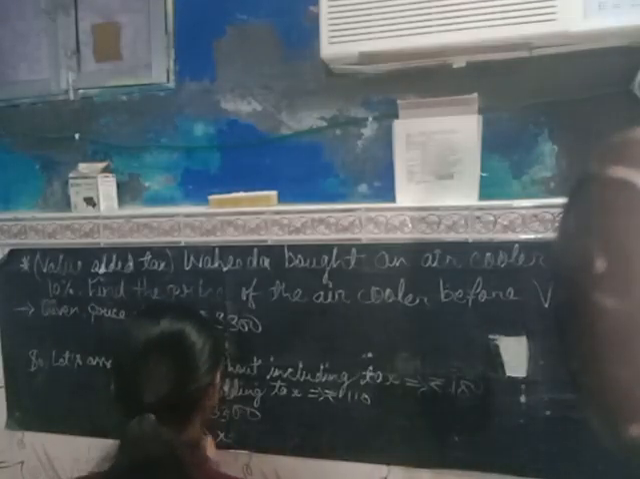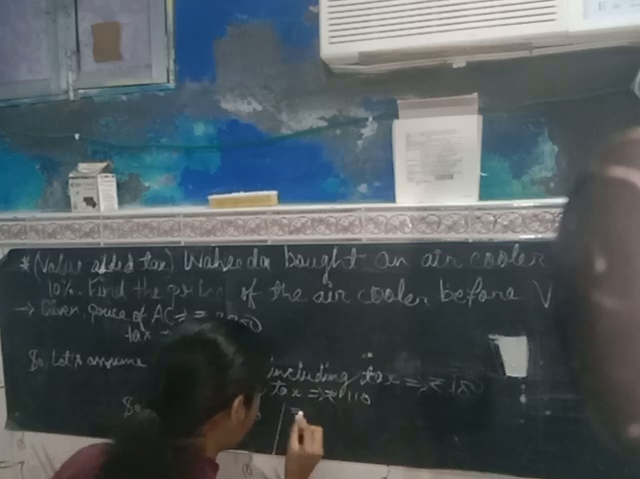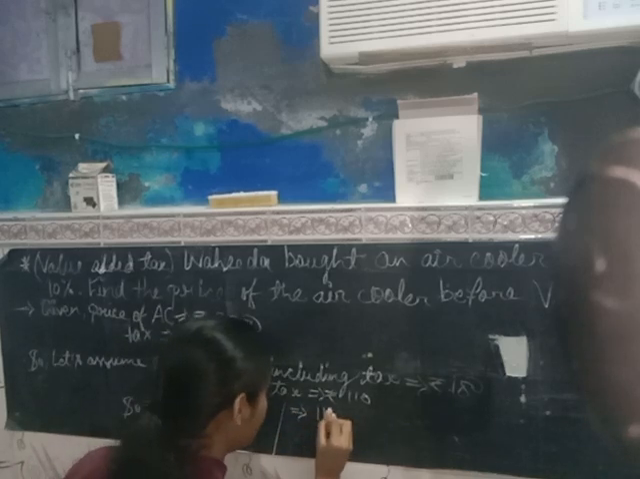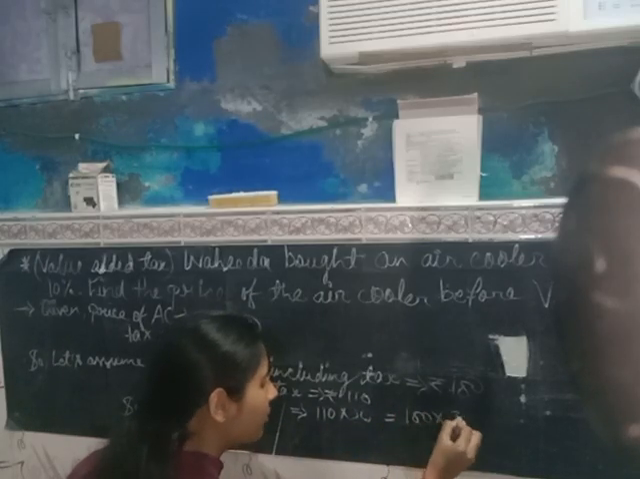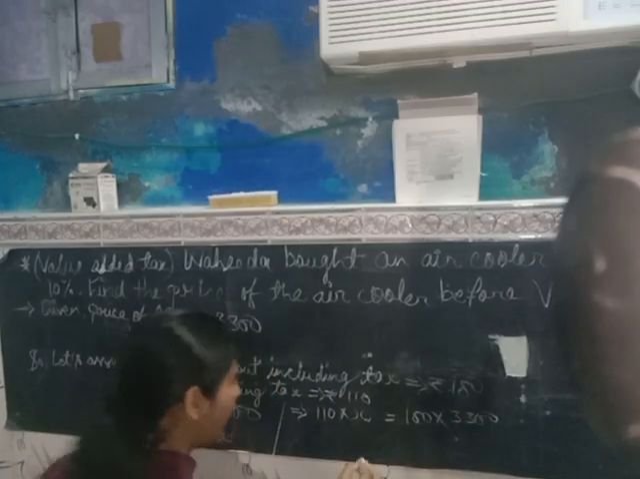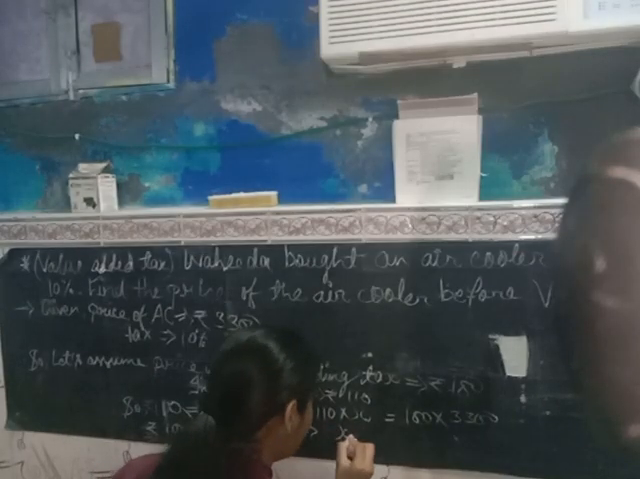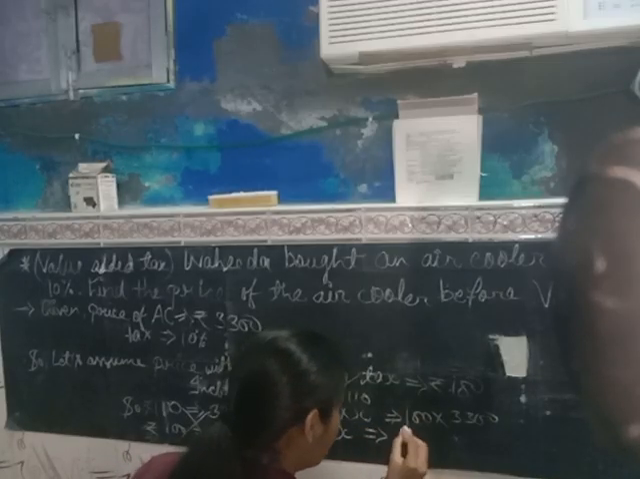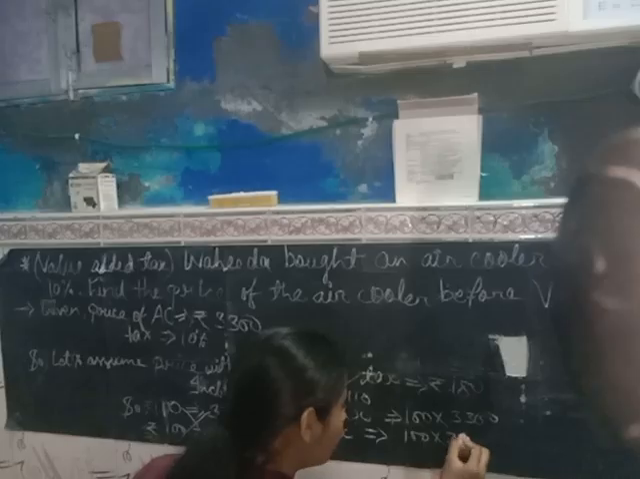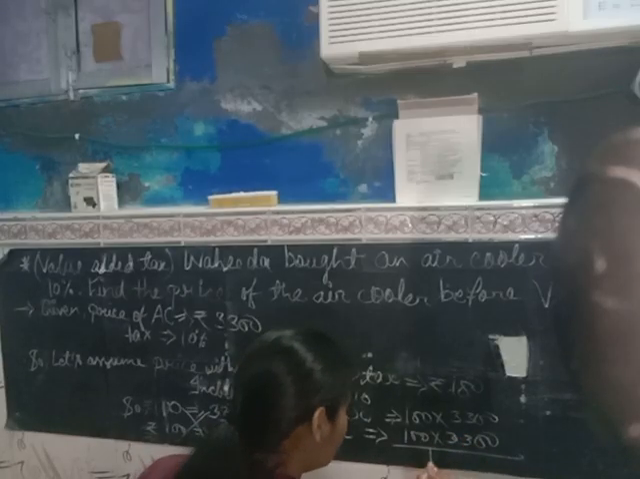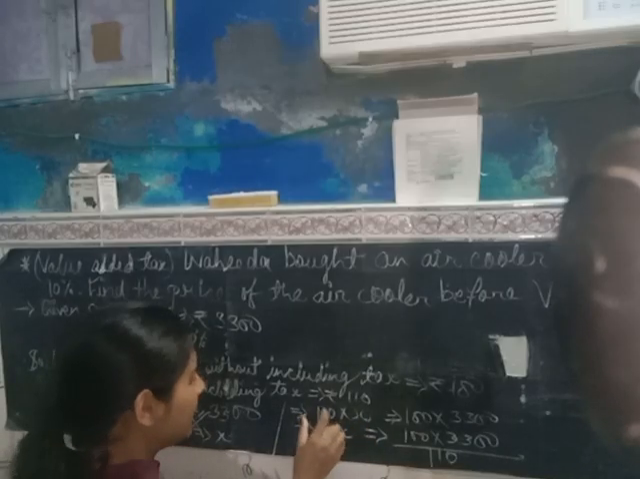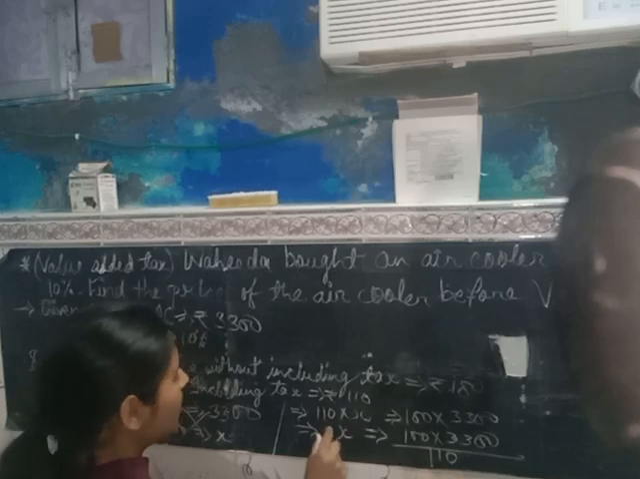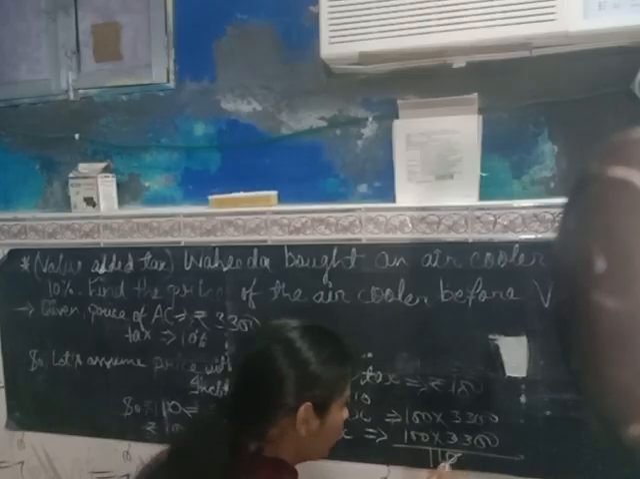Now here I will do cross multiplication and solve it. So 110 multiplied by X is equal to 100 multiplied by 3,300. Then X will be 100 multiplied by 3,300 divided by 110. Here 110 is multiplied by X. When I put 110 on the other side, it is in multiplication, so on the other side it will be division. So we will divide.